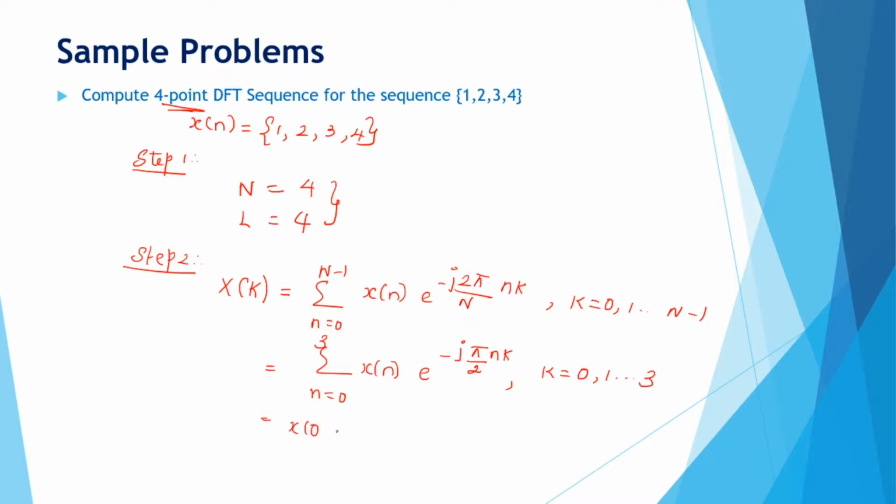Now you expand the summation. It is x of 0, when you substitute e power 0, it is 1, plus x of 1 into e power minus j pi by 2 k, plus x of 2, when you substitute n as 2, it is e power minus j pi k, plus x of 3 into e power minus j pi by 2, when you substitute n as 3, it is 3 pi k. So this is your x of k. Now you substitute the samples x of 0, x of 1, x of 2 and x of 3.